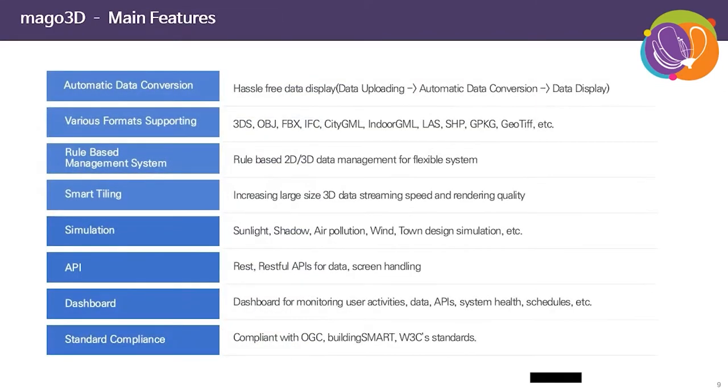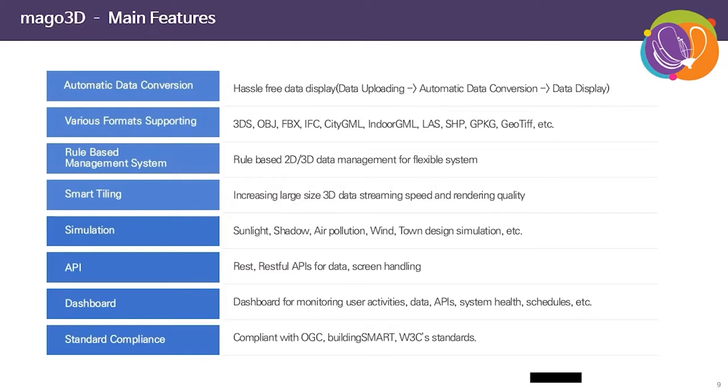Okay, let's talk about the main features of mago3D. Mago3D supports drag and drop style automatic data conversion and display. Like Dropbox, just drag your 3D data to your browser and drop it, that's all. Then mago3D will automatically convert your data and display it in your web browser. Mago3D supports various kinds of two-dimensional and three-dimensional geospatial data, including 3D Studio, OBJ, FBX, building information modeling IFC, OGC CityGML, OGC IndoorGML, point cloud LAS, shapefile, GeoPackage, and GeoTIFF. Also, you can set up your own rules for your data management. That is called a rule-based management system.